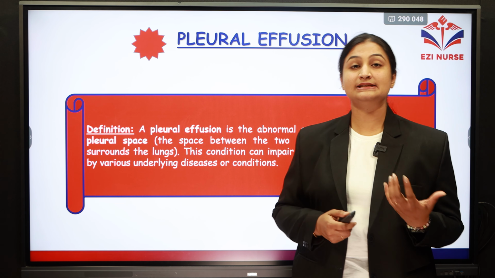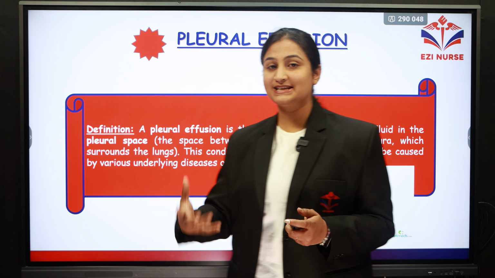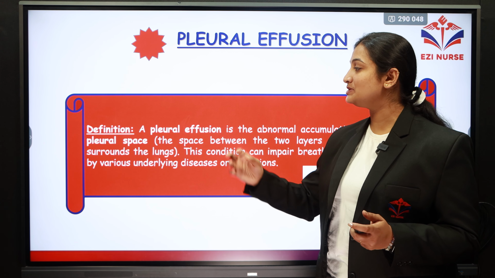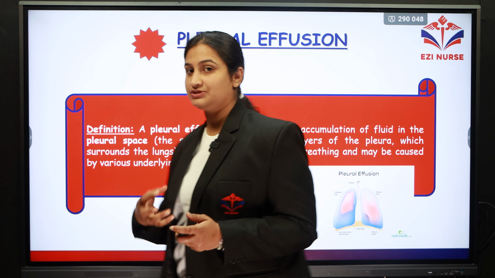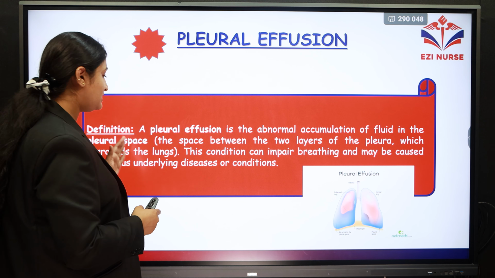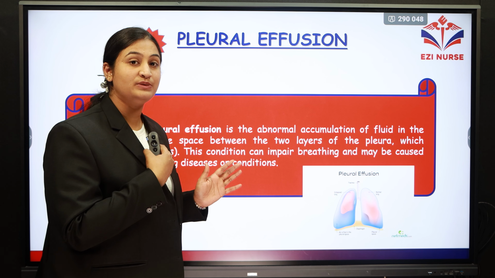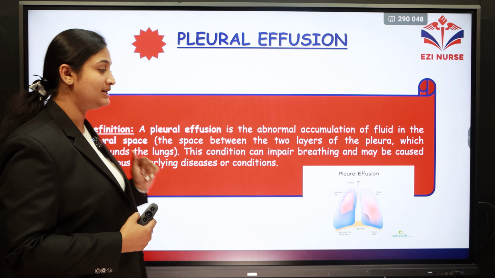Okay, next is the pleural effusion. So don't get tense, we'll make it up, okay? So this pleural effusion, the definition is, it is an abnormal accumulation. Accumulation of what? Accumulation of fluid in the pleural space. So there is a space between the two layers of pleura, which surrounds the lungs.